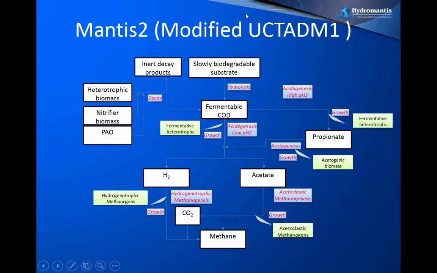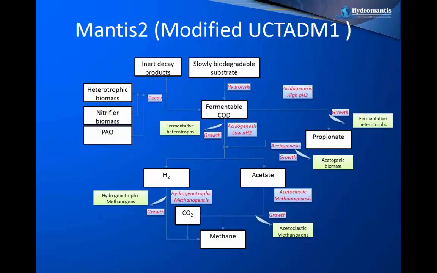So what we have done in this particular process is that our starting point starts with some of the key state variables that are being used in the liquid train. For example, when we are passing the sludge from the primaries or the secondaries, the main components of those sludges are heterotrophic biomass, nitrifying biomass, PAOs, inert decay products, inert materials, and also slowly biodegradable substrates. So these are the starting points that are being fed to the digester.